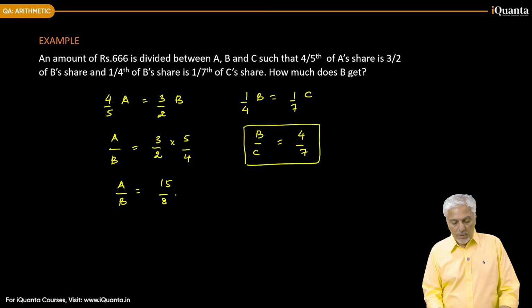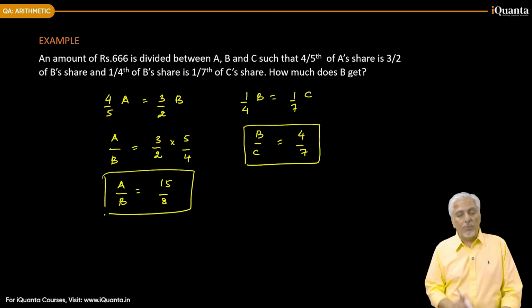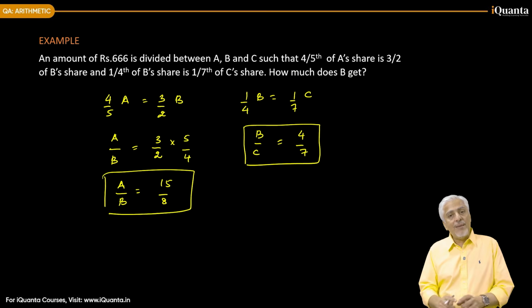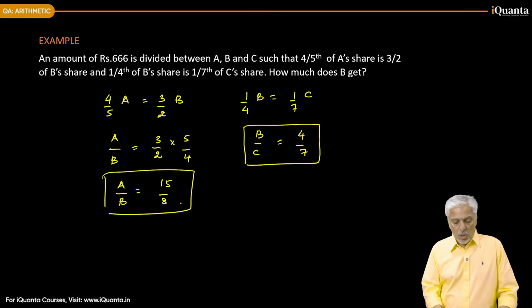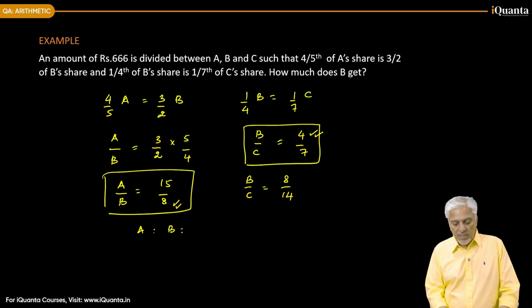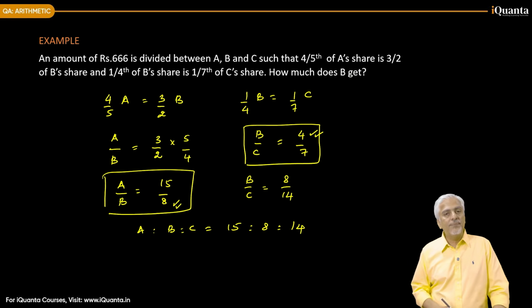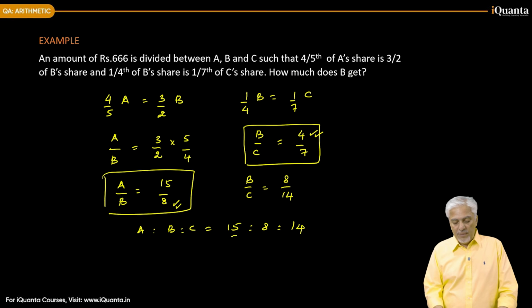So now what? Now I need to make B common. Instead of writing A, B, C, I'm just using a different approach. Over here B is 8 while here B is 4. So to make all three equal, I need to make B 8 over here also. That means multiply this by 2 upon 2. So this will become 8 upon 14. So A ratio B ratio C becomes 15:8:14. Right? 15 plus 8 plus 14 is 37.